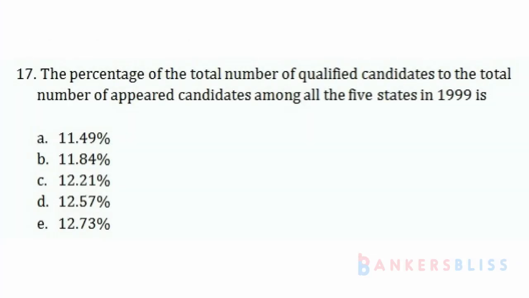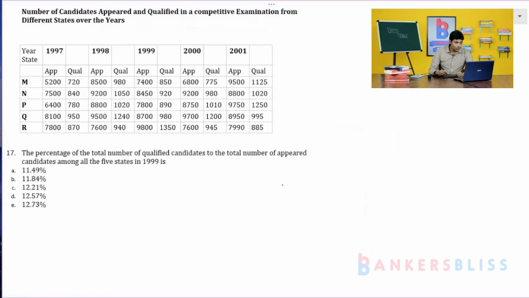The percentage of the total number of qualified candidates to the total number of appeared candidates among all the 5 states in 1999. So in 1999 you have to consider this one. What they are telling is, qualified candidates to the appeared candidates, you have to calculate the percentage. So the total of all the states means you have to consider all these states.